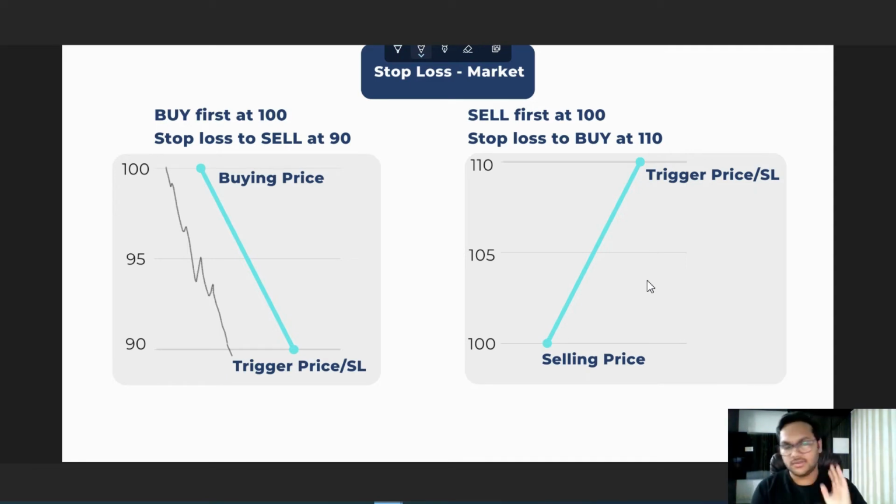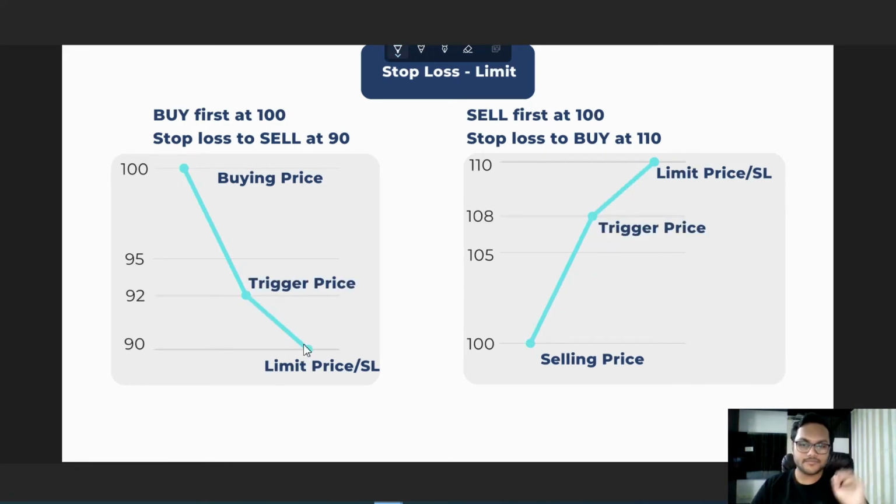Stop loss market order was very simple. Now let's go to the main complex one, which is stop loss limit order. Now first of all, the first case is very simple: the trigger price itself is not hit. Here, when we buy at 100, the trigger price is 92. So let's say it did not reach 92. It stayed above 92. It stayed till 93. It even went to 92.1, but it did not reach 92. So again, nothing will happen.